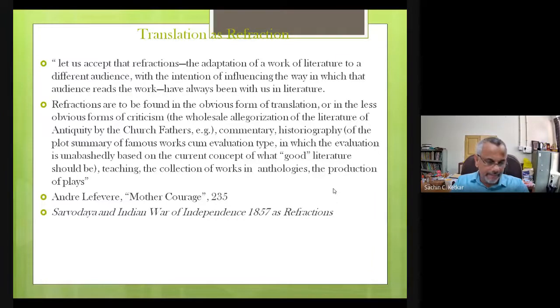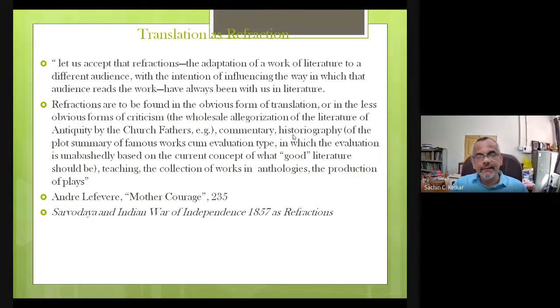Then Lefebvre goes on to give a very important theoretical tool to study translation, and that for me is very important for the development of the world literature notion that we are going to look at. He says that if translation has to be given its due in the study of literature in the world, we have to see translation as part of a larger process called refraction. What happens in refraction is that a work is adapted to a different audience, right? With the intention of influencing the ways in which the audience reads the text.